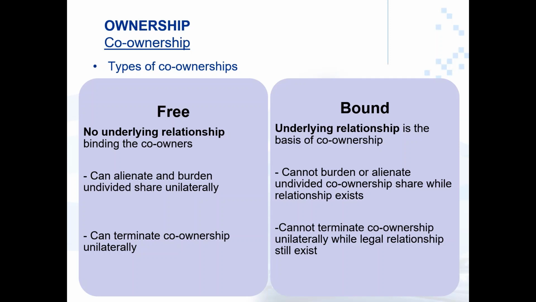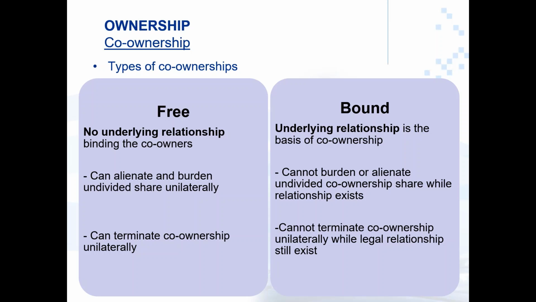In terms of free co-ownership, co-owners can alienate and burden the undivided share unilaterally. Please note that here we are not referring to burdening or alienating the co-owned property or thing. Instead, this implication relates to burdening and alienation of specifically the co-owner's undivided co-ownership shares. We will look at the concept of undivided shares in more detail in the next slide. In addition, in terms of free co-ownership, co-owners can terminate co-ownership unilaterally, meaning without the consent of the other co-owners.